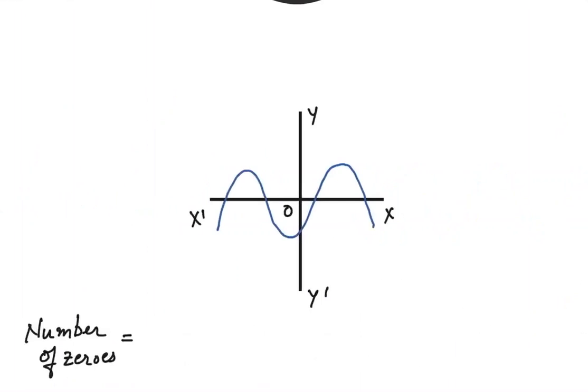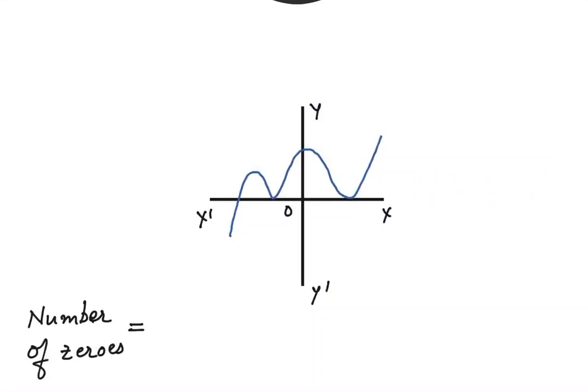Let's move on to the next figure. So in this graph, the graph of the polynomial is intersecting the x-axis at points 1, 2, 3 and 4. So the number of zeros of the polynomial is 4. Let's move on to the next figure. So here the graph of the polynomial is intersecting the x-axis at points 1, 2 and 3. So the number of zeros of the polynomial is 3.